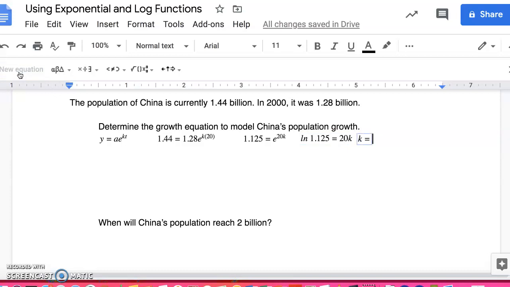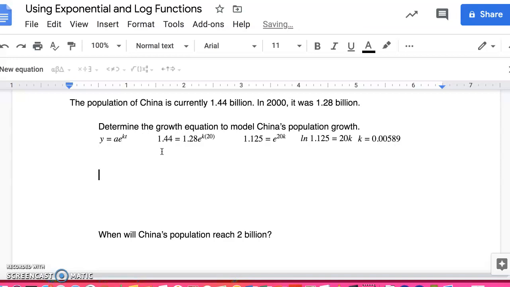Okay, that's calculator time. And that gives us 0.00589. So there's the growth rate for China's population, 0.00589. And so the question said determine a growth equation. So you don't want to stop here. In this one, we want to make sure that we answer the question accurately.